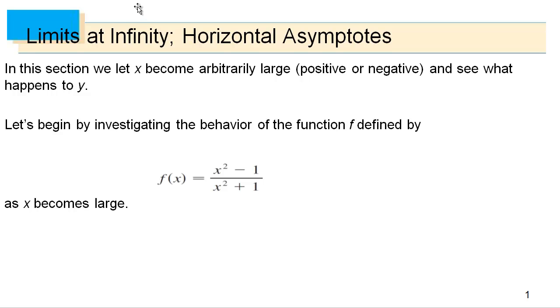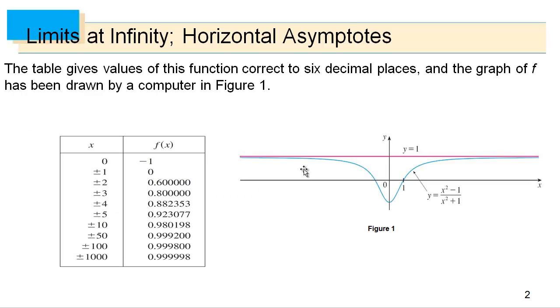Welcome to our discussion on limits at infinity, which is normally what we refer to as horizontal asymptotes. Let's start by looking at a simple example. We've got a rational function here, x squared minus 1 over x squared plus 1, and we want to figure out what happens to the function as x gets really, really big.